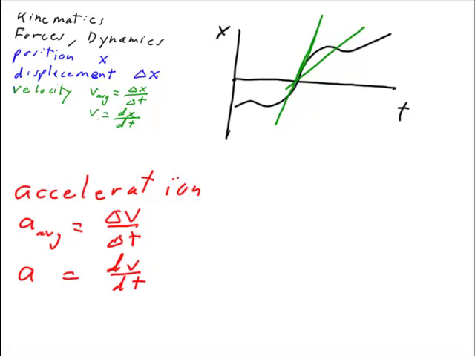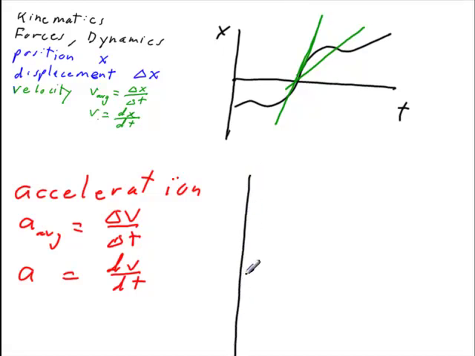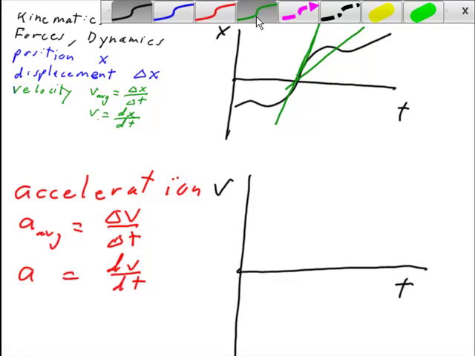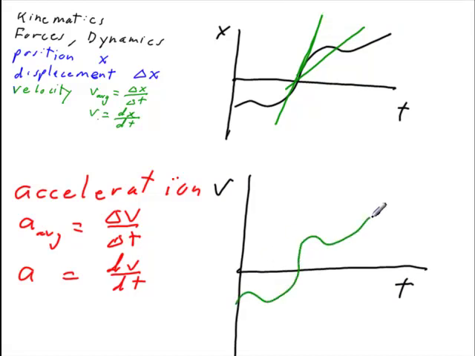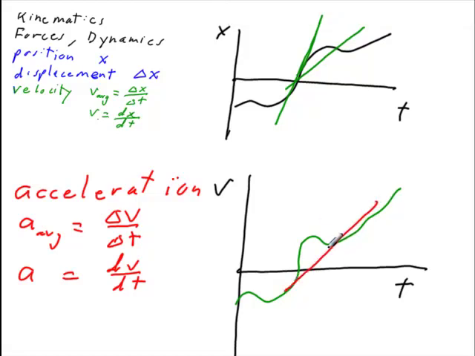And if I were to plot velocity versus time, acceleration was the slope of a line between 2 points for average acceleration, and instantaneous acceleration was the slope of the line tangent at 1 point.